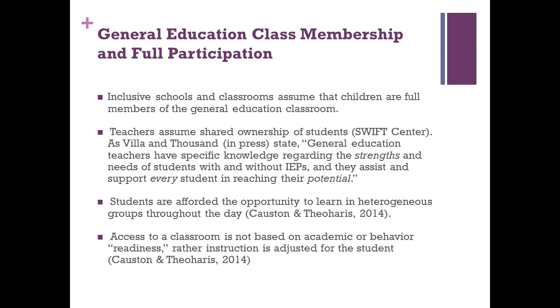Also, access to a classroom is not based on academic or behavior readiness; rather, instruction is adjusted for the student. Here the main idea is that we don't need to say a student needs to be reading at a particular grade level in order to be ready to enter the general education classroom. We assume that if a student is not reading at grade level, we're giving them quality reading instruction, but we're also adapting some of the text or providing other options for text that are accessible for that student while they're developing their reading skills.